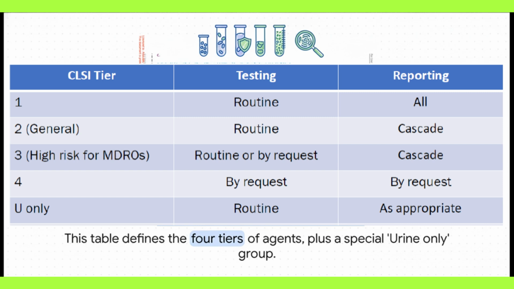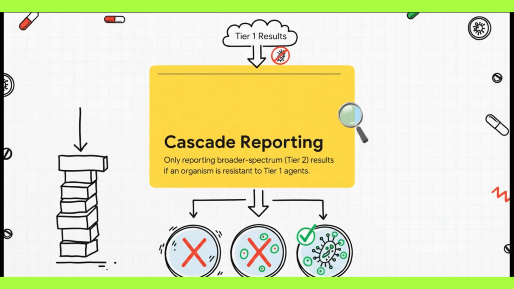Oh, and there's also a special group just for drugs used to treat UTIs. This whole tier system is what makes cascade reporting possible. Here's the idea. You only reveal, or cascade, the results for the bigger, broader spectrum Tier 2 drugs if the bug is resistant to the narrower Tier 1 drugs. And this is a total game changer because it actively steers clinicians away from just jumping to the most powerful antibiotics when a simpler one would work. It's a key tactic in fighting resistance.